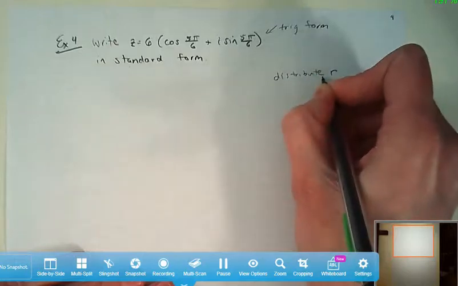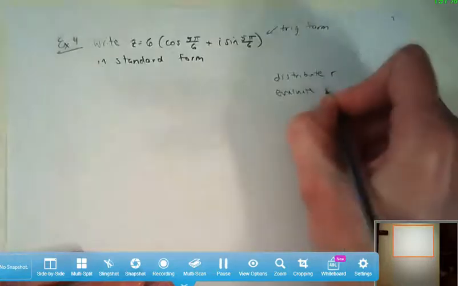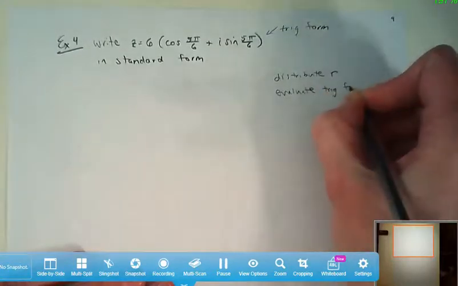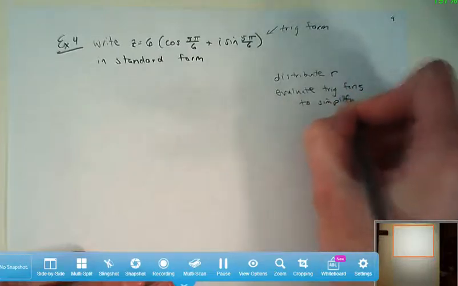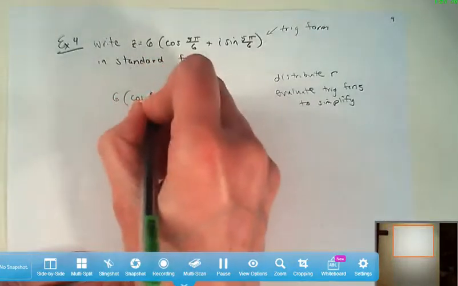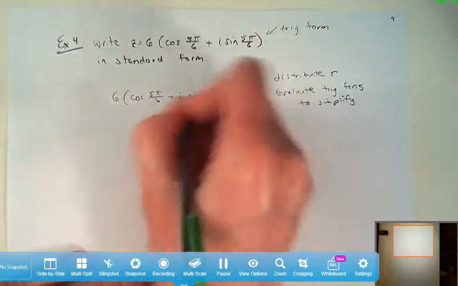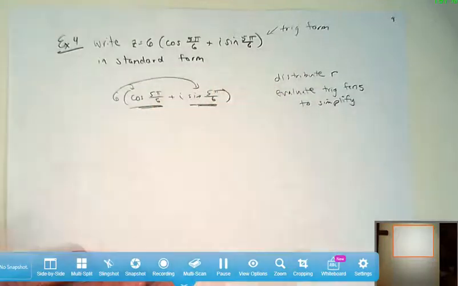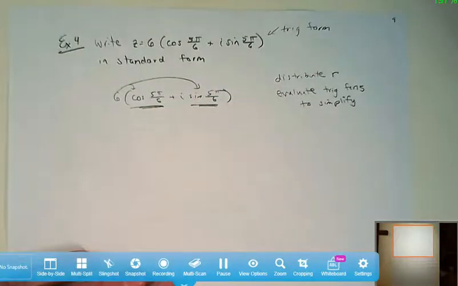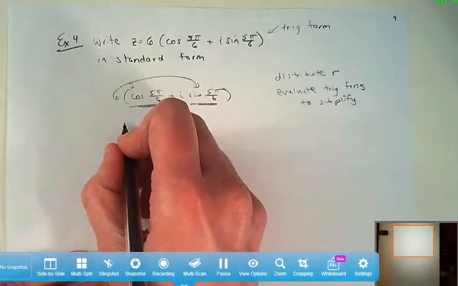So the r, in this case that is 6, and then just evaluate those trig ratios or trig functions to simplify. So basically just work it out. So if we have 6 times cosine 5 pi over 6 plus i sine 5 pi over 6, you can distribute the 6 first if you want, or you can evaluate cosine of 5 pi over 6 and sine of 5 pi over 6 first. Either one's fine. So I think what I'll do is I'll distribute the 6 first.